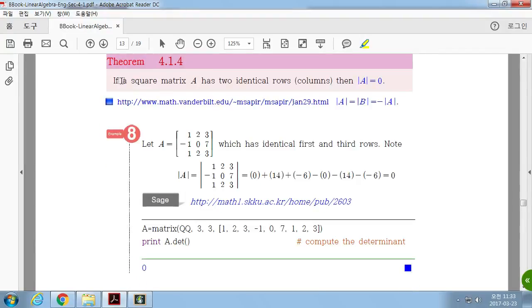Next. If a square matrix has two identical rows or columns, then the determinant of A is equal to 0, always. Why?